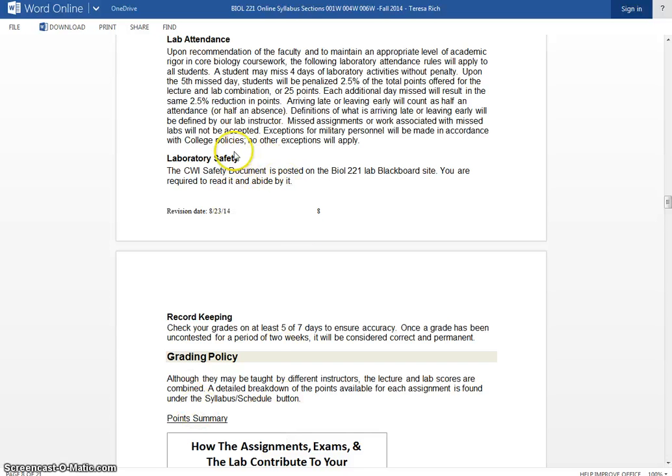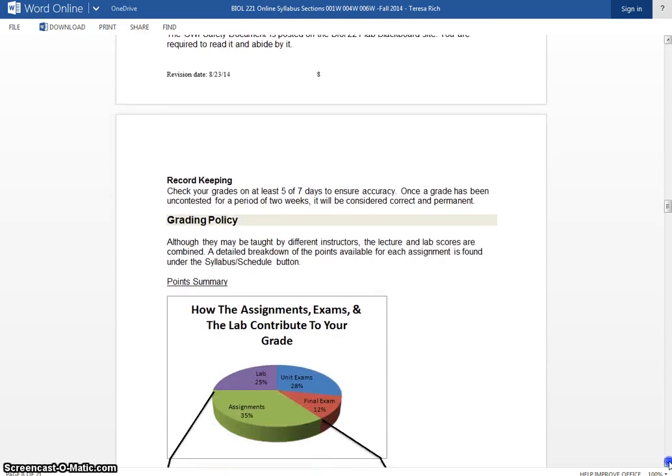Laboratory safety. On your lab Blackboard site, you will find the CWI safety document posted. Make sure you read through that. Also make sure that you take the safety quiz, because you can't attend lab unless you take that quiz. Okay, record keeping. This section is basically saying, if you have a question about a grade that I've given, get with me quickly. It's easier for both you and me to get this taken care of quickly.